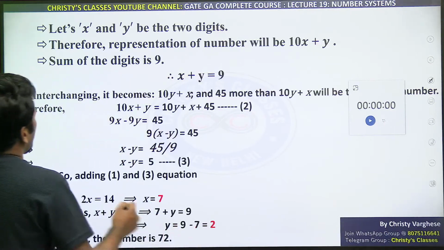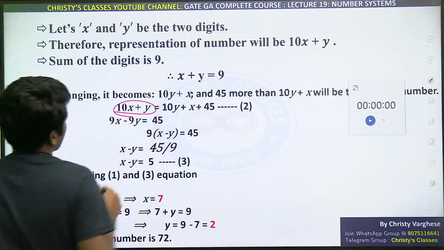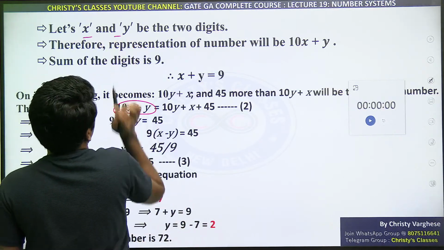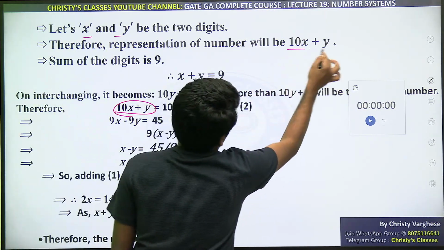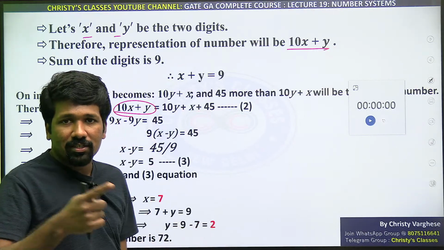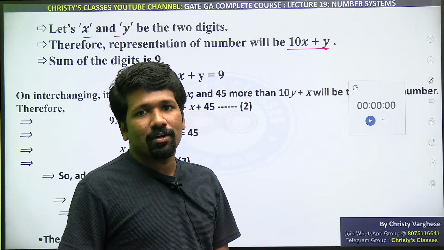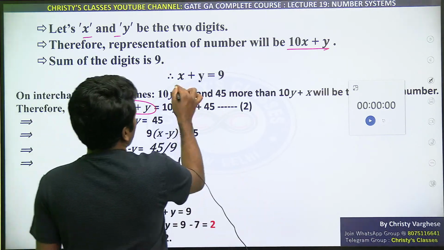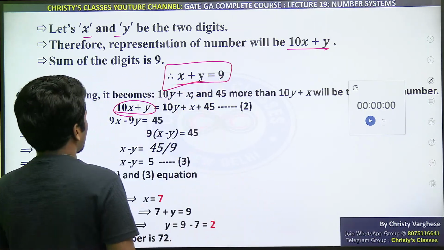You can represent a 2-digit number as 10x plus y, if x and y are the digits. So if x and y are the 2 digits, 10x plus y will be the 2-digit number. Just like we discussed, if a, b are digits, then 10a plus b is the 2-digit number. So sum of digits is 9. So x plus y is 9 is the first equation.